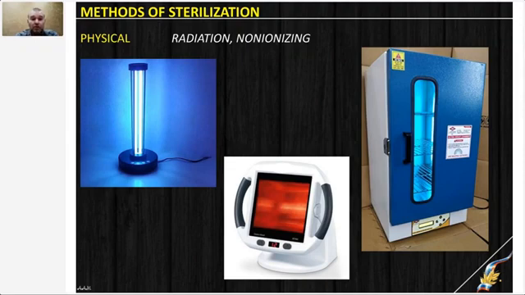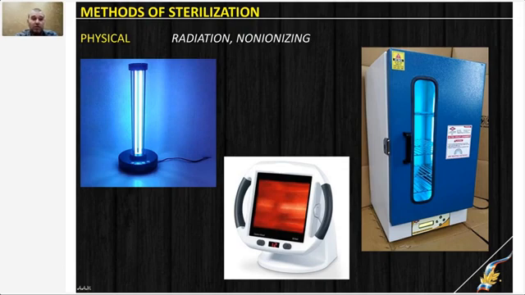Another method of sterilization is radiation. It is a physical method which is using different types of radiation. And as you know, radiation is classified into two types: non-ionizing and ionizing. And of course, both are used in medical practice. And in that slide, we have non-ionizing radiation, such as ultraviolet and infrared, UV and IR lamps, and even chambers.